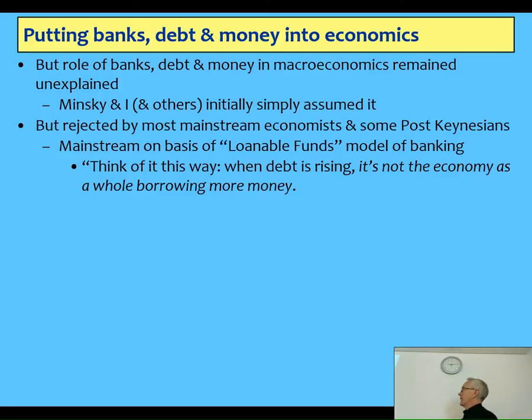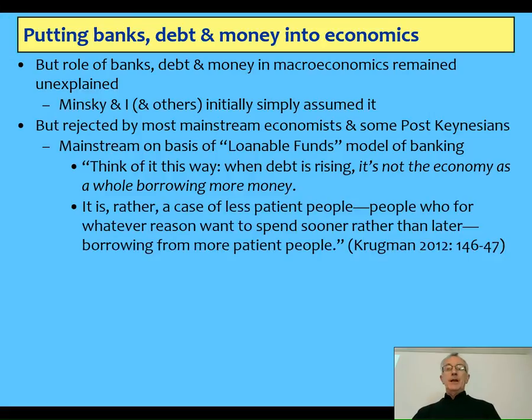And here's my favourite foil in the neoclassical world, Paul Krugman, from his book End This Depression Now, talking about the role of debt in the economy in general, rather than in a liquidity trap where he says it does have a role. To say when debt is rising, it's not the economy as a whole borrowing more money. Okay? Emphatically says it's not anything to do about more money coming out of more debt. He said it's rather a case of less patient people who for whatever reason want to spend sooner than later, borrowing from more patient people.